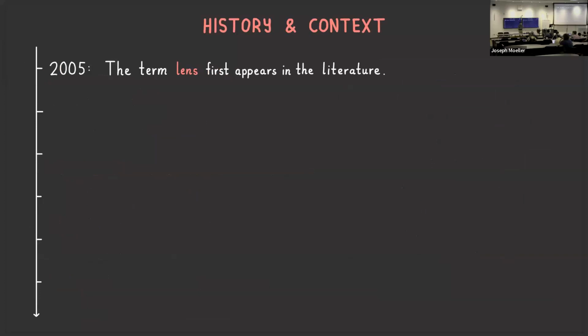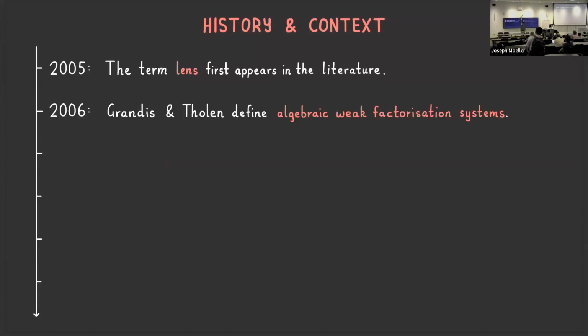Let me give a bit more history and context of the kinds of lenses that I'm talking about. David already gave a really good background about different kinds of lenses and how they're used in applied category theory on Monday in the tutorial. The term lens itself first appeared in the literature, I think, in 2005, although the idea of lenses had been around for 10 or 20 years before that, in different ways. But the first time they were called lenses was about 2005. Almost directly after that, Grandis and Tholen defined the notion of algebraic weak factorisation system. They called it natural weak factorisation system, but the concept is exactly the same.